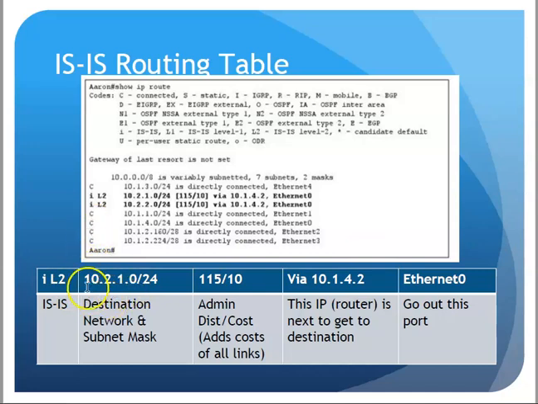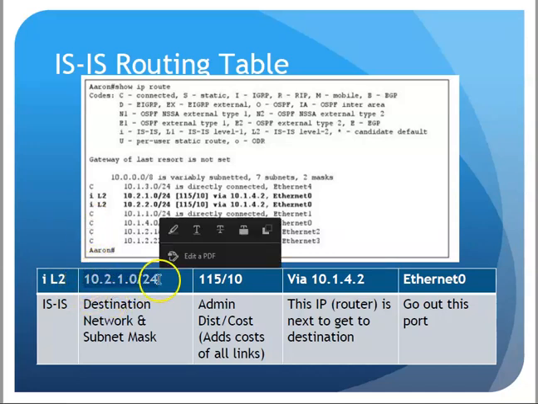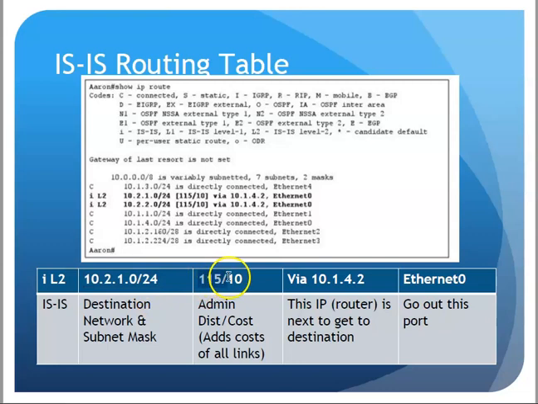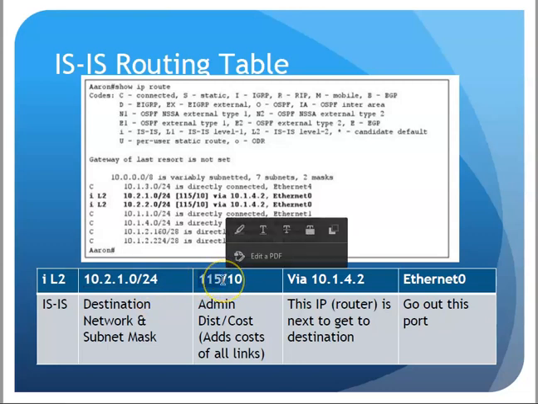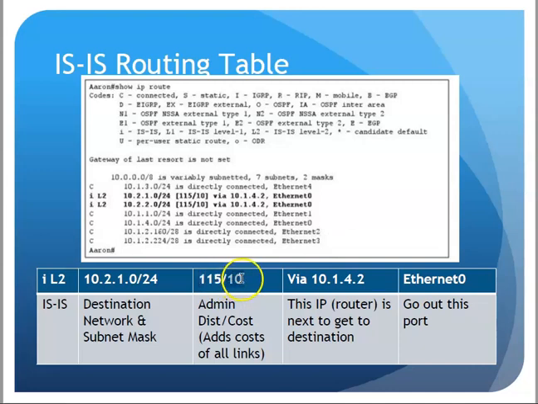As I look over here, 10.2.10, there's your destination network. 115, you'll see that is kind of in between OSPF and RIP as far as administrative distance. There's the cost metric again. I'm going to hit this router to get there, and I'm going to go out that port to get to it.